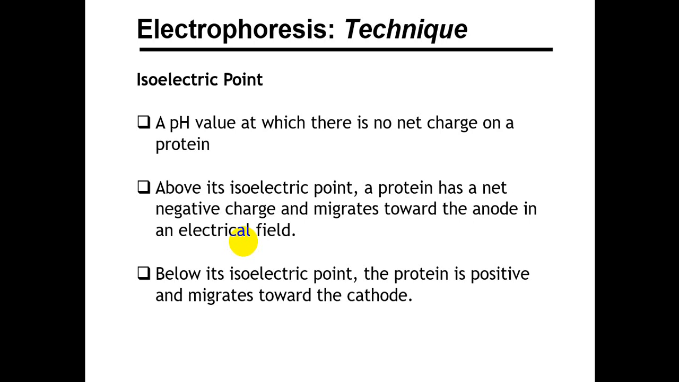So below a pH of 7, the protein becomes what? It becomes acidic. An acid has what? H plus, a proton, which is positively charged. So this positively charged protein will move to the negatively charged cathode. So the positively charged protein will move to the negatively charged electrode, or cathode. So this is the meaning of it.